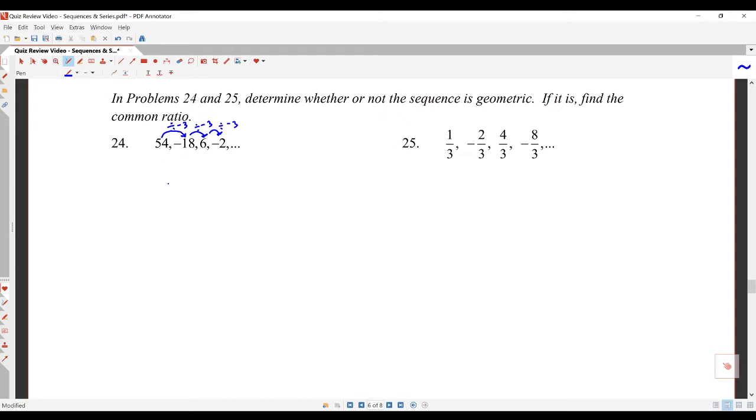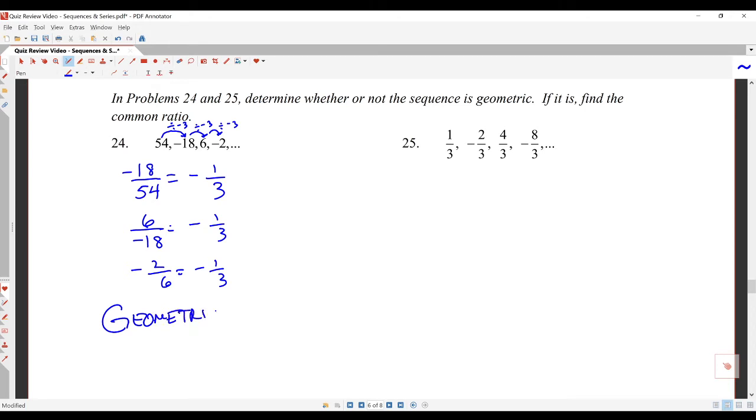Now, or negative 1/3. So again, how would I really want to see the work done? What I want to see is take negative 18 and divide it by the term before that. That's what we call a ratio. Simplify, we get negative 1/3. 6 divided by the term before it is negative 1/3. Negative 2 divided by 6 gives me negative 1/3. So it is geometric, and the common ratio is negative 1/3.